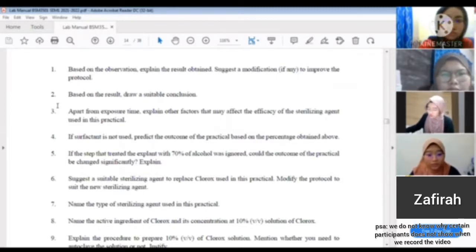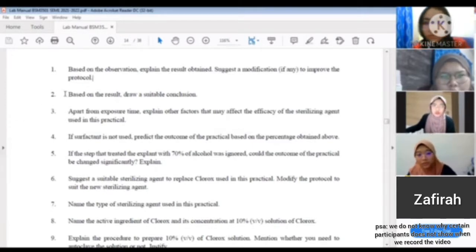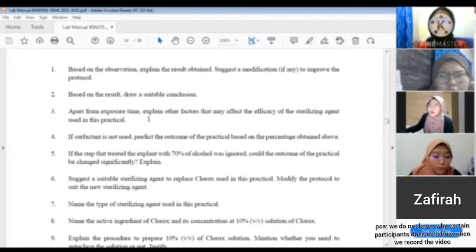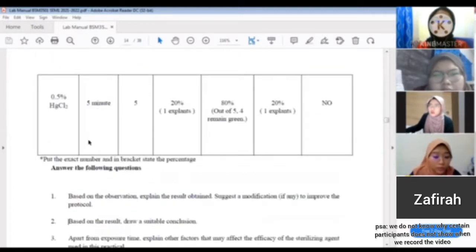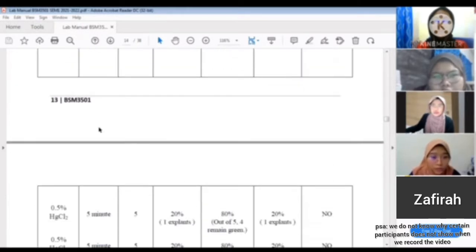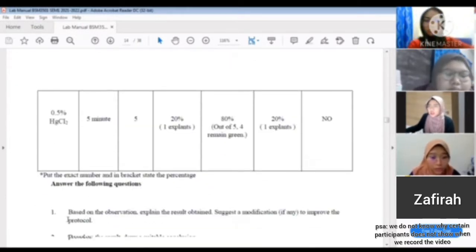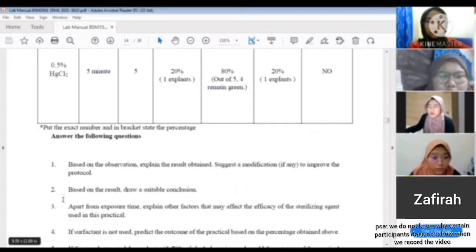Number 2. Based on the result, draw a suitable conclusion. My answer for that is from the result, the longer exposure time of explants to mercury chloride is more effective in sterilizing. Okay, so this is because of the result that we obtained, right? Yes. Everyone agree with ZAFIRAH? Yes. Okay, nice.